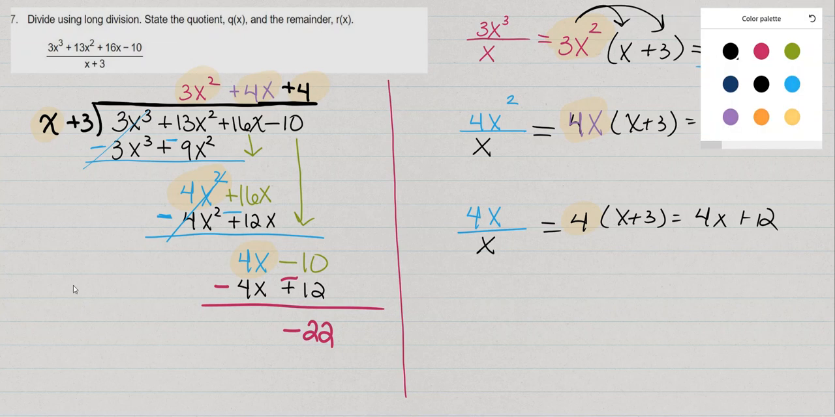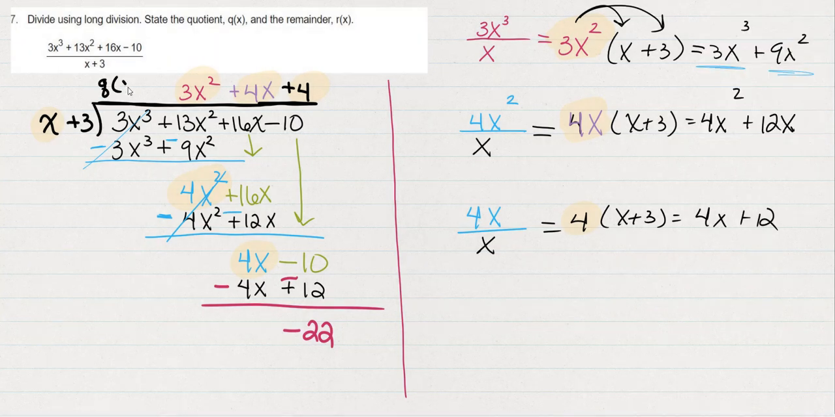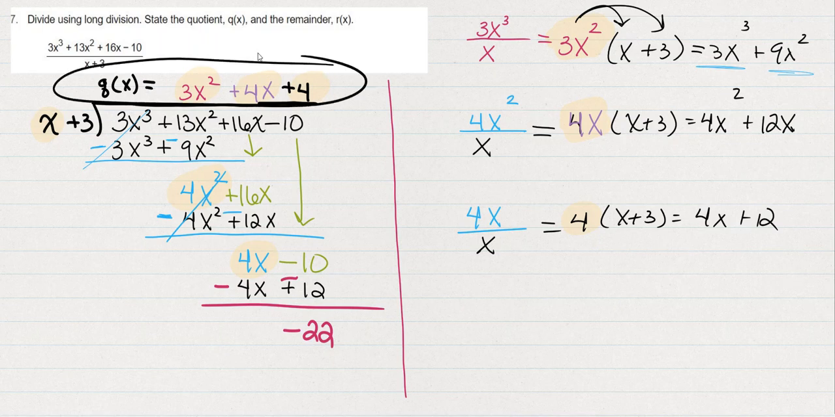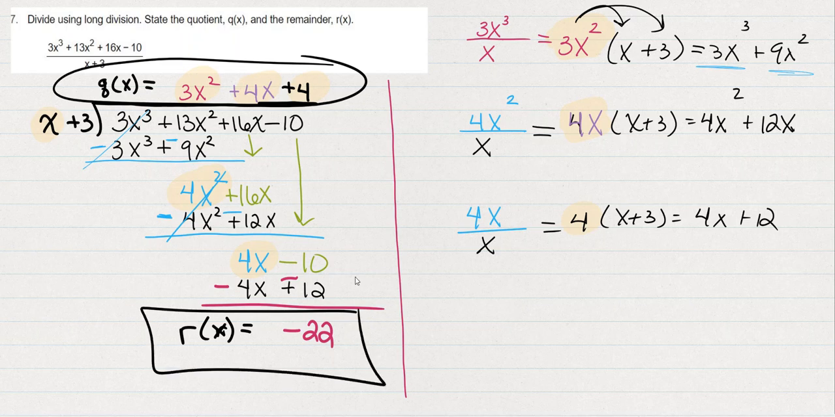as the quotient q of x is 3x squared plus 4x plus 4, and the remainder r of x is negative 22.